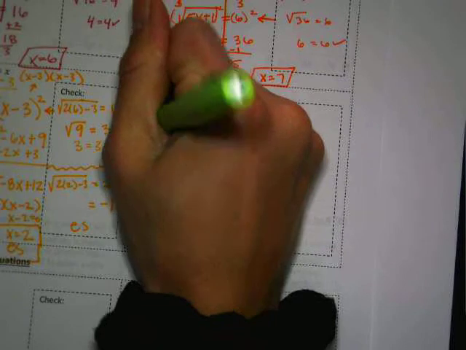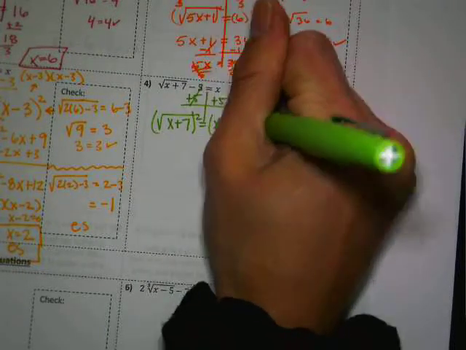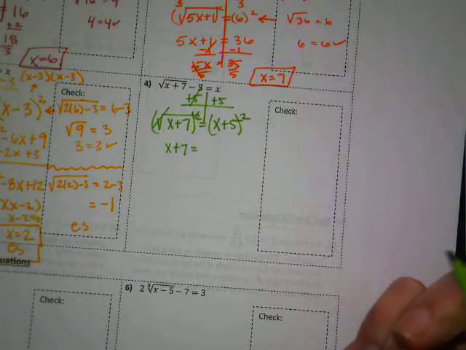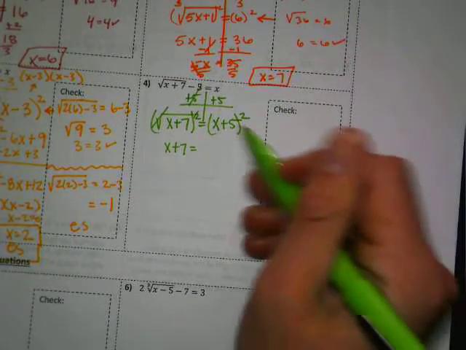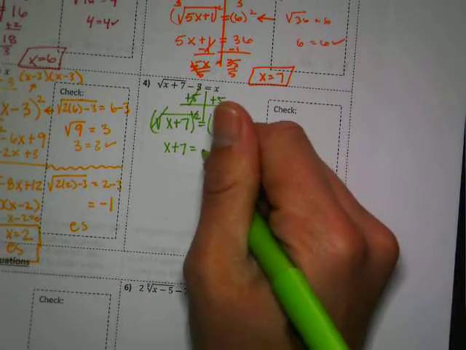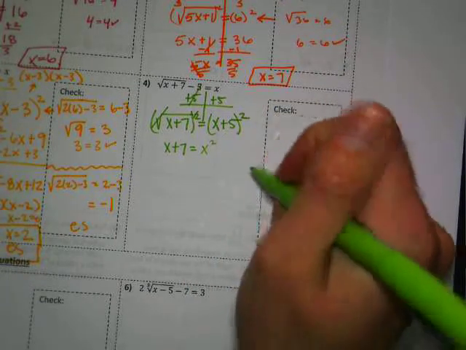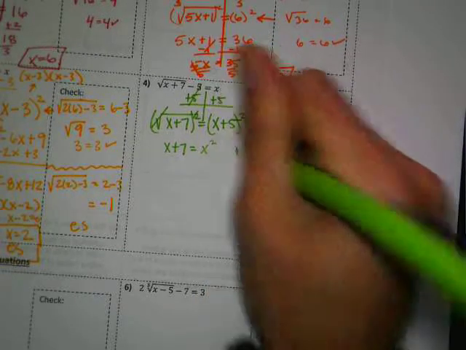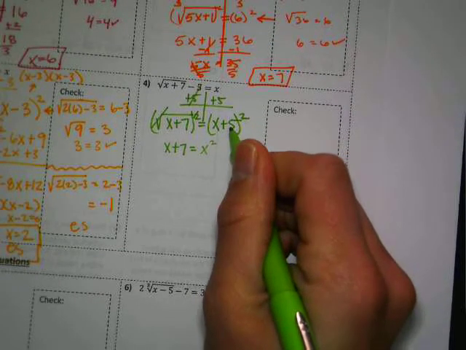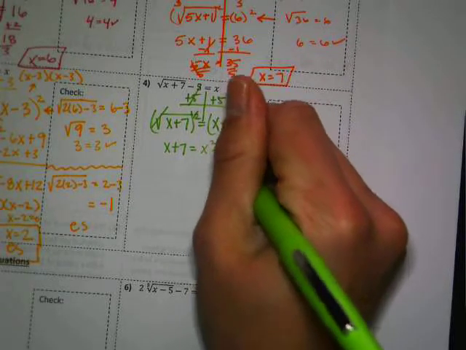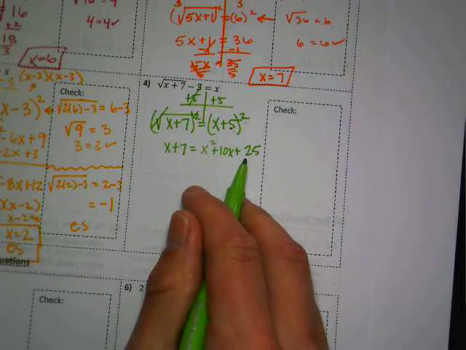All right, and then square. So I have x plus 7. Yeah, I got to FOIL all this out. So x plus 5 squared is going to give me x squared, and then what's 5 squared? 25. Okay, what's 2 times 5 times x? 10x. So I have x squared plus 10x plus 25.